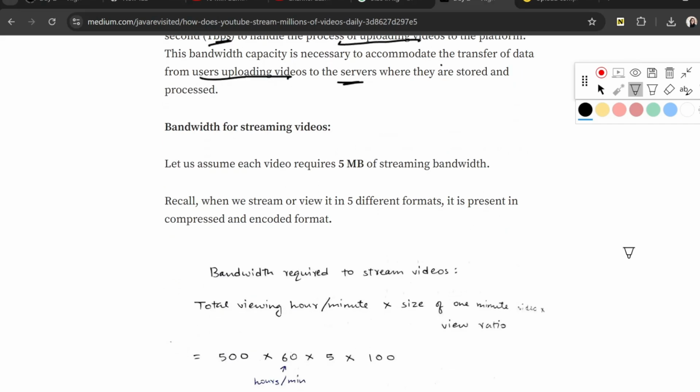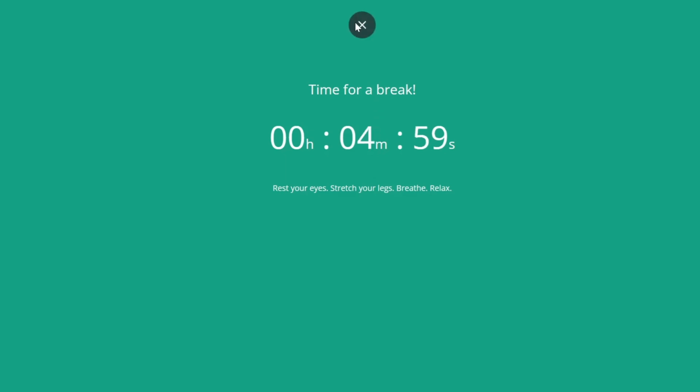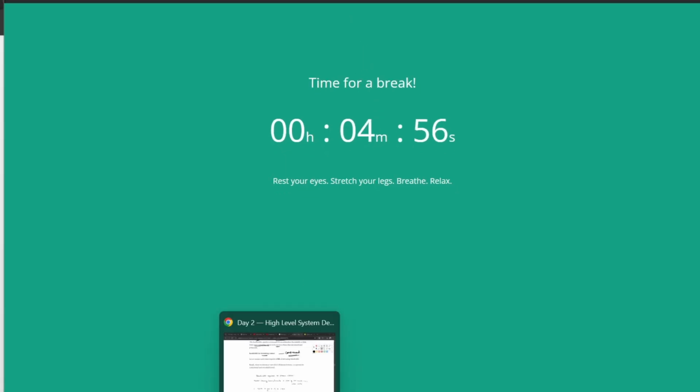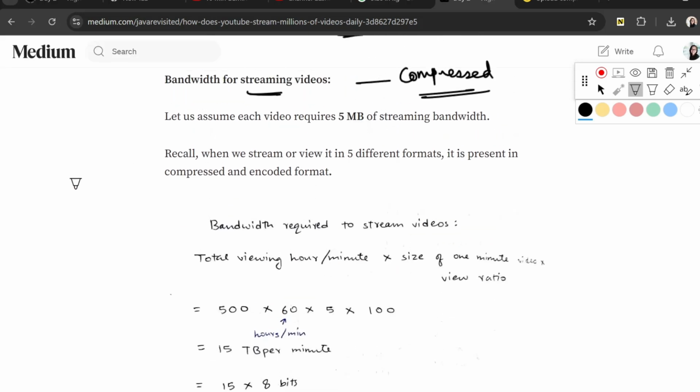The next point is about streaming the videos, which means the download. As a content creator, you have uploaded the video, but as users, you are going to stream the videos. The biggest difference is that when you're streaming, you're going to fetch from the compressed videos which you already have. So now, after compression, my 60 MB video, which was 1 minute long when uploaded, has become 5 MB.